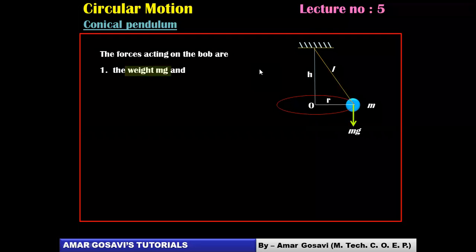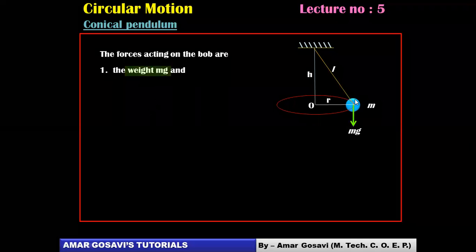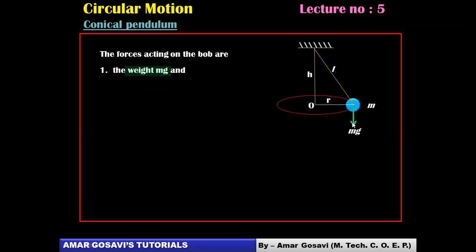Now, in this given scenario, you try to understand the analysis. You can see there are different forces which are acting on the bob. The first force which will be acting on the bob will be its weight, which is mg, and it will be acting vertically downwards. So this is the first force which is acting on the bob of a conical pendulum.